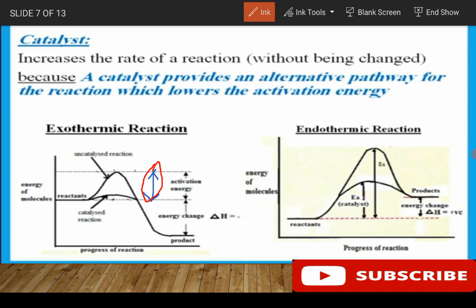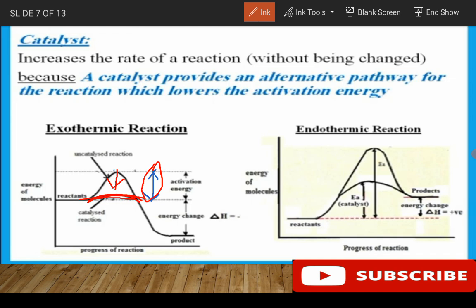So when you add a catalyst, it is going to lower this activation energy a bit down, so that you have it here, this curve here. This curve here has the same activation energy, but now it has been lowered, it has been reduced. So the chemical reaction will take place very easily. Remember, this is an exothermic reaction.